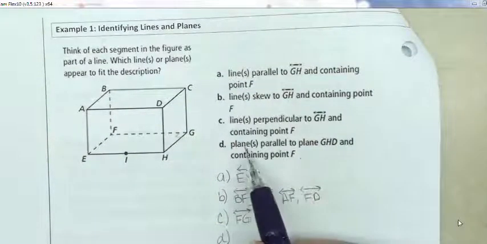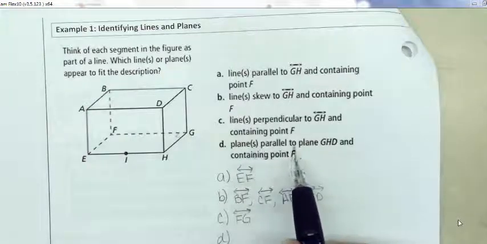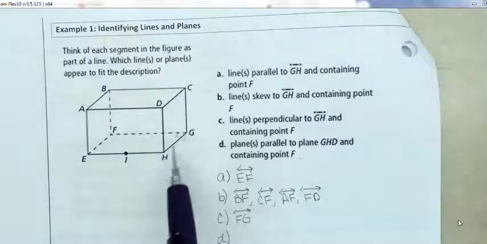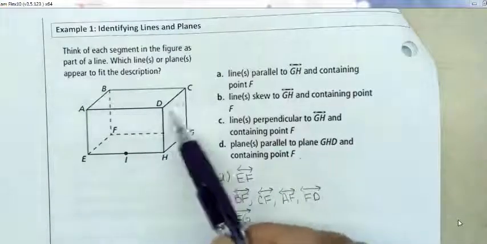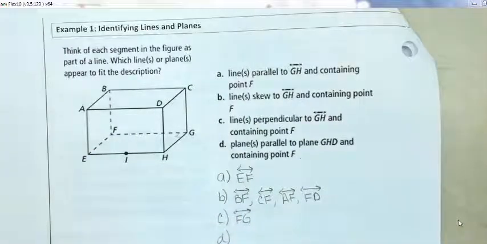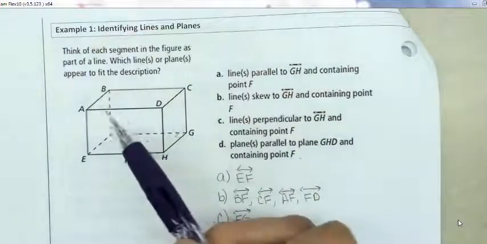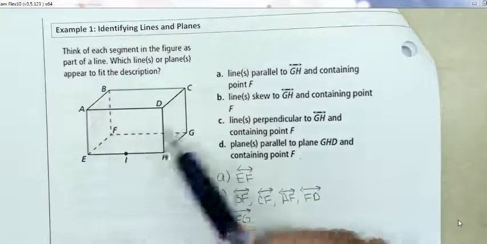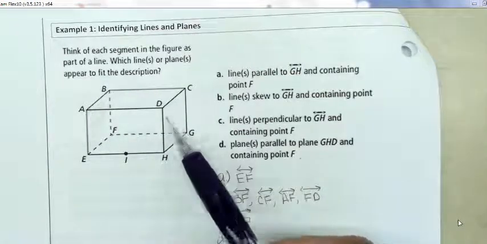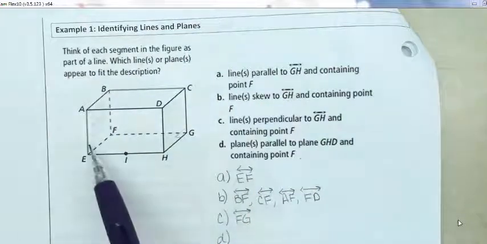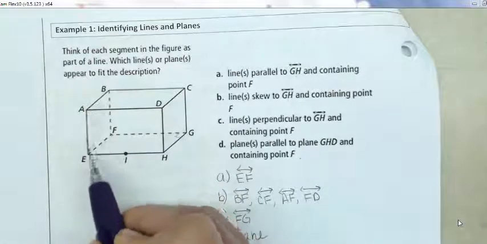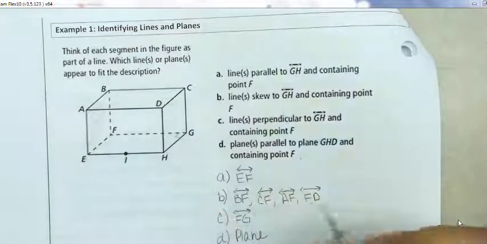All right, and then we're going to look for a plane or planes that are parallel to plane GHD. Let's see. GHD. So this plane here and containing point F. Well, I think that you're going to have this plane over here that is parallel to this plane. They're never ever going to touch. Again, thinking that this is a rectangular prism. So how about we say plane, and I'm just going to pick any 3 points in this plane. So how about AFE?